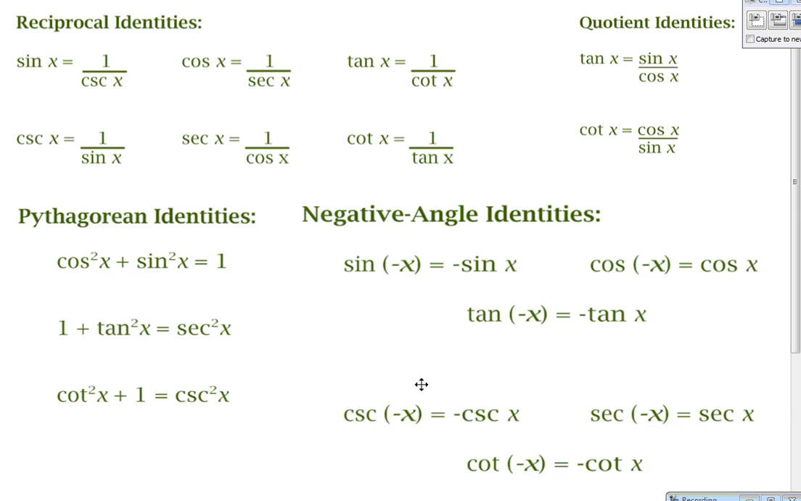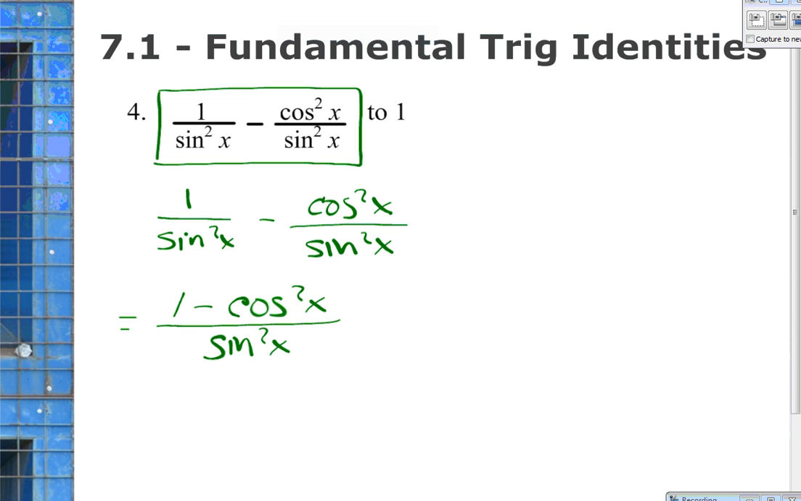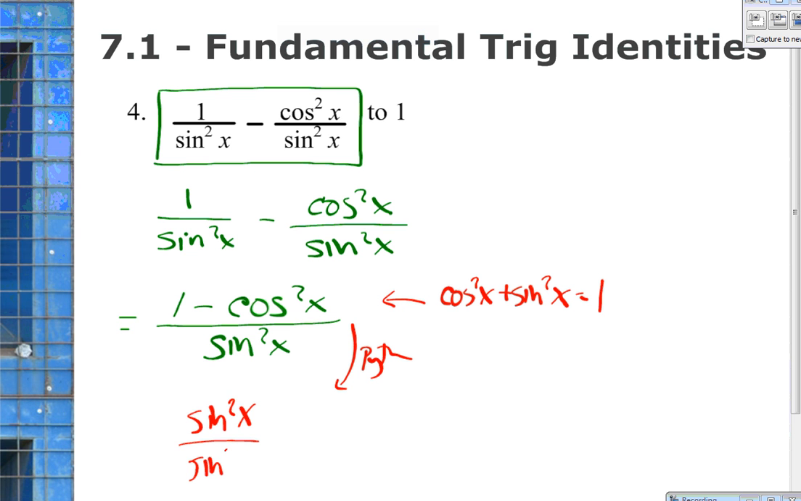So we'll come back over here, and then we will comment: cosine squared x plus sine squared x is equal to 1 through the Pythagorean theorem. So 1 minus cosine squared x is going to equal sine squared x. We get our 1. Sorry, that does look like an O.